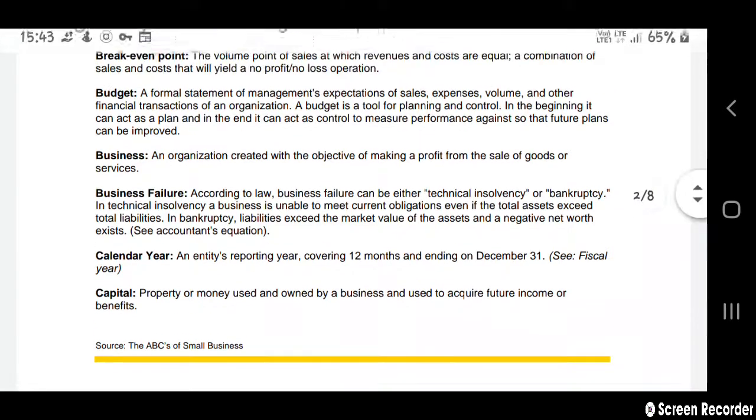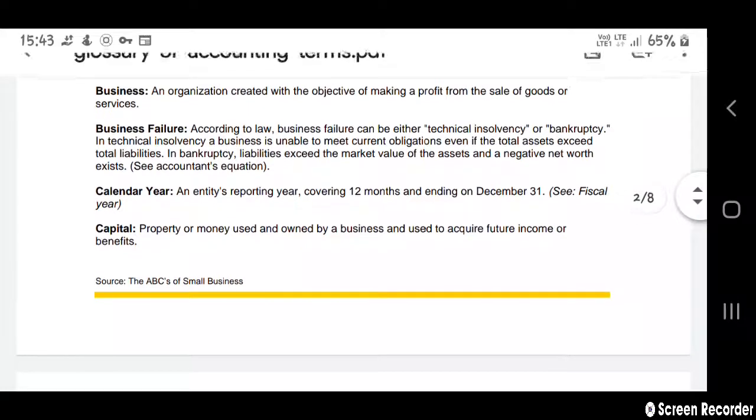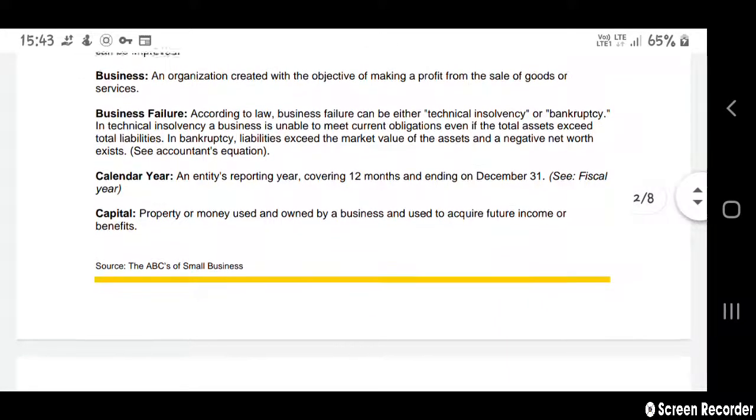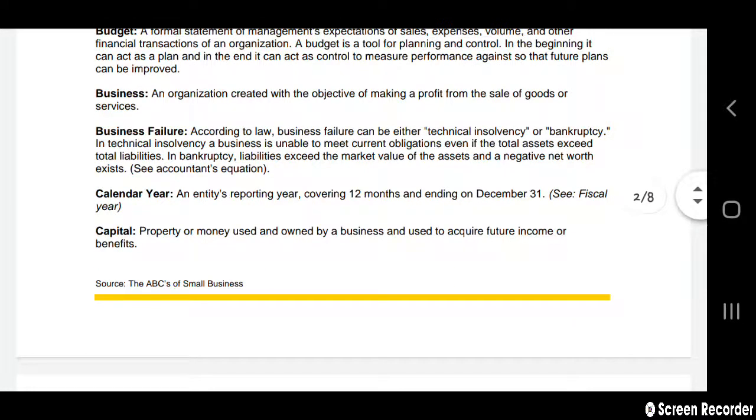Next is business. A business is an organization created with the objective of making profit by sales of goods or services. So an organization that makes money by selling goods and products is called a business.